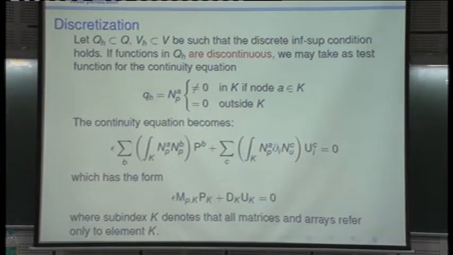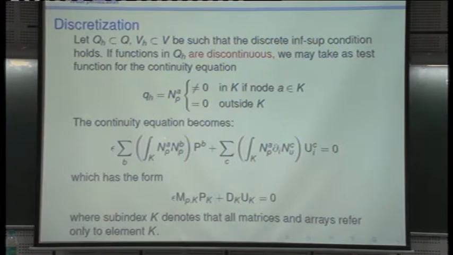Good. Perfect. So now what is the structure of this equation? The structure of this equation is the following. We have epsilon, then we have a matrix multiplying the pressure nodal values, and another matrix multiplying the velocity nodal values. But what is the important point? The important point is that this integral extends only over element K, not over all the computational domain, but only over element K.